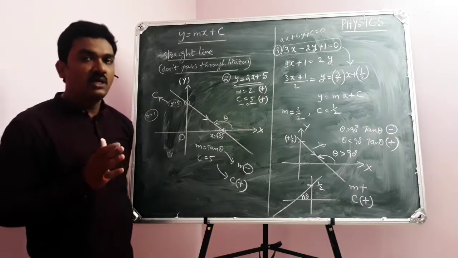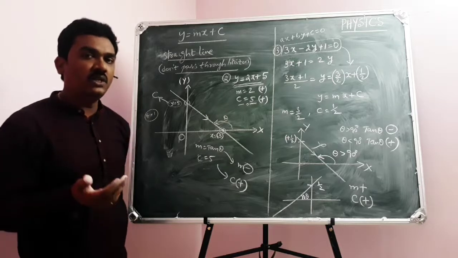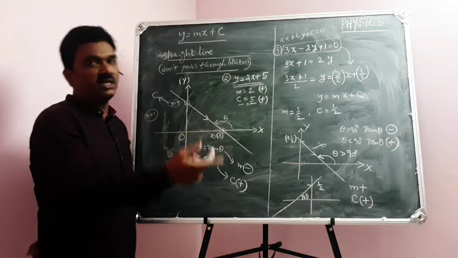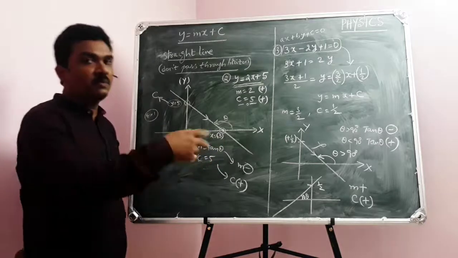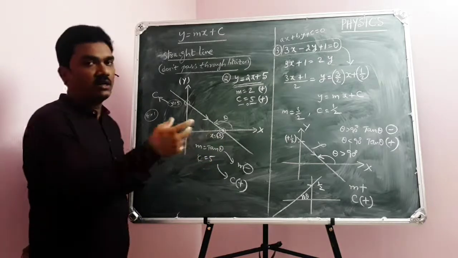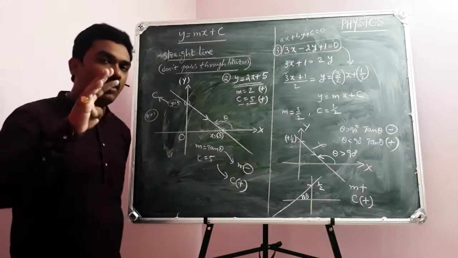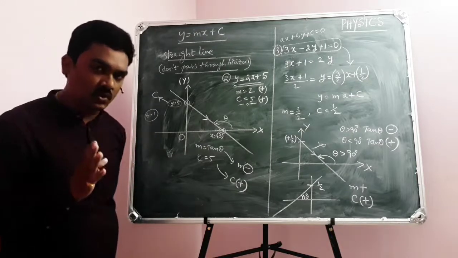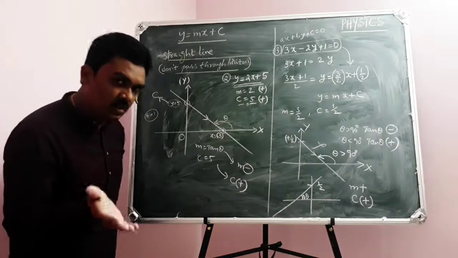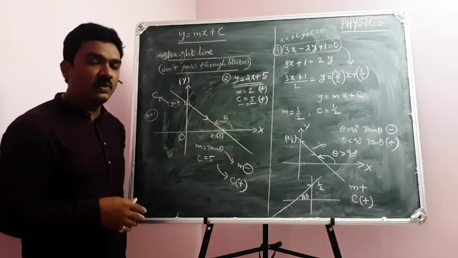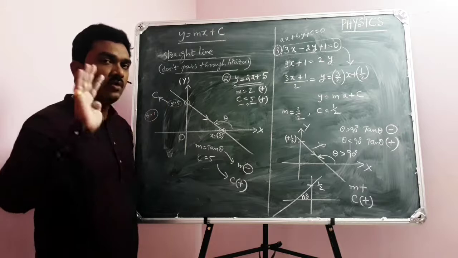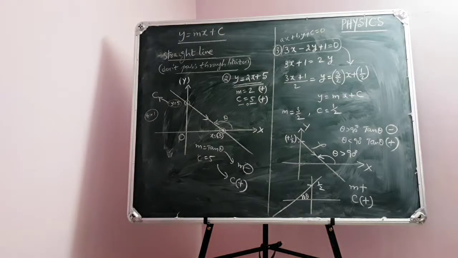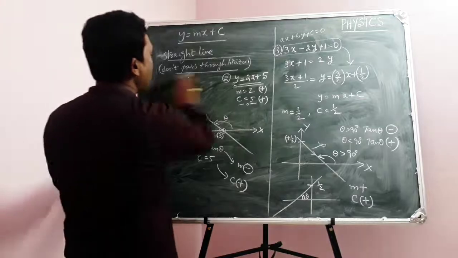represents different cases: m is positive, c is positive; m positive, c may be negative; m negative, c may be positive; both m and c are negative. All these four possibilities are there, but y equal to mx plus c represents a straight line which is not passing through the origin. How many possibilities do we have in this particular equation? 4 possibilities. Let us see all the 4 possibilities of y equal to mx plus c.